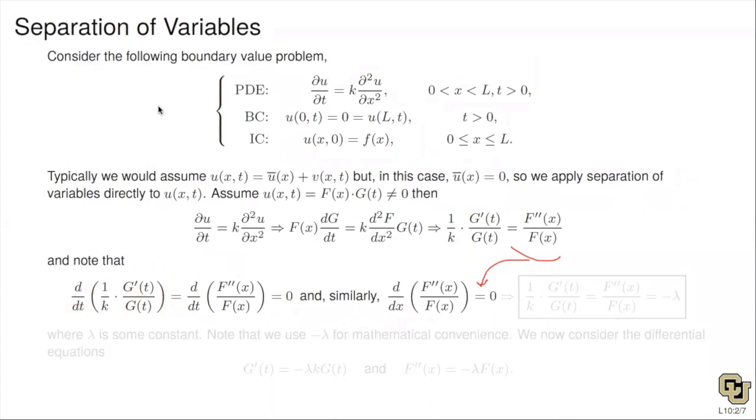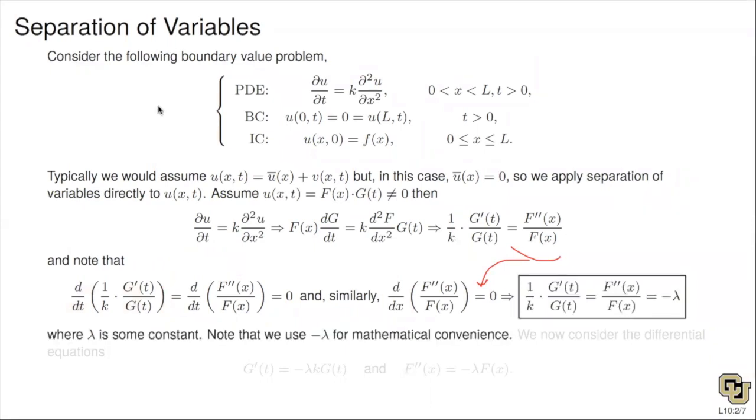So we're going to set them both equal to negative lambda, where lambda is some constant, and we introduce the minus sign for mathematical convenience for later on, because this is not the first time we're solving this problem, right? This is a famous thing we're doing here. So at the end, it'll make more sense with our intuition, and lambda will be called an eigenvalue.